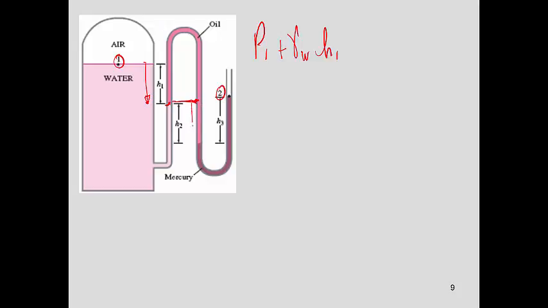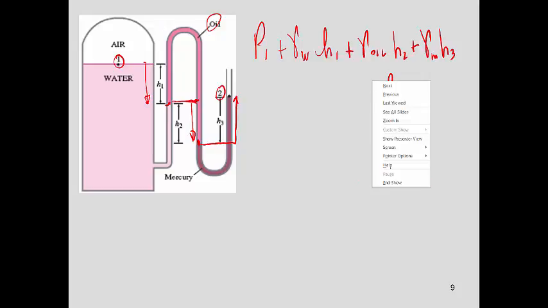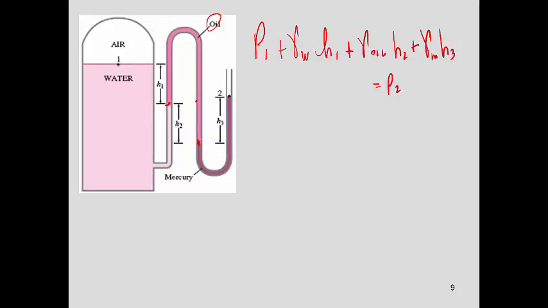So now I'm going down. Of course, I add pressure, and in this case, I have oil times H2. And then now I'm here in the interface, and I'm going up. And this is mercury. So it's the specific weight of mercury times H3, and this is going to be equal to P2. It doesn't matter if you go from left to right or from right to left. You erase and go from the other position.